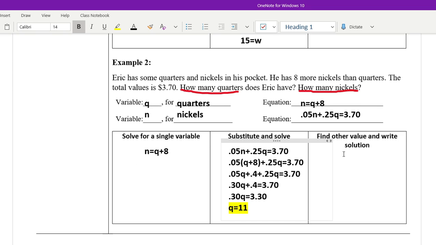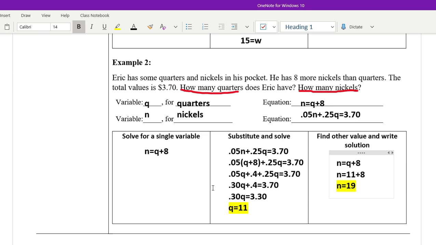Looking over at our last equation, sorry, we have our nickels are equal to our quarters plus 8. When we plug in the value, our nickels is going to equal the 11 quarters plus the fact that he had 8 more nickels. So our total amount of nickels is equal to 19. We could plug this into our original equations to make sure that all of our values are correct.